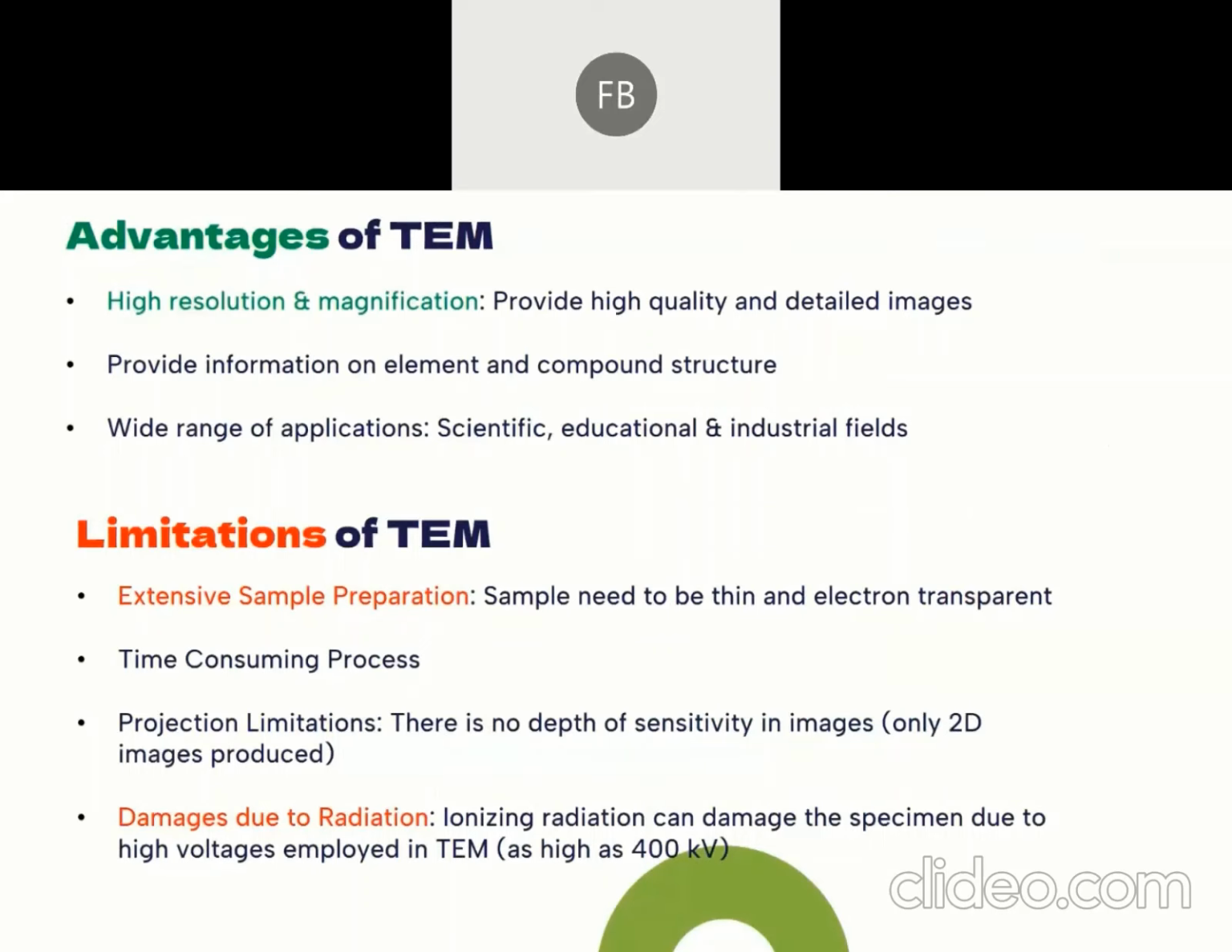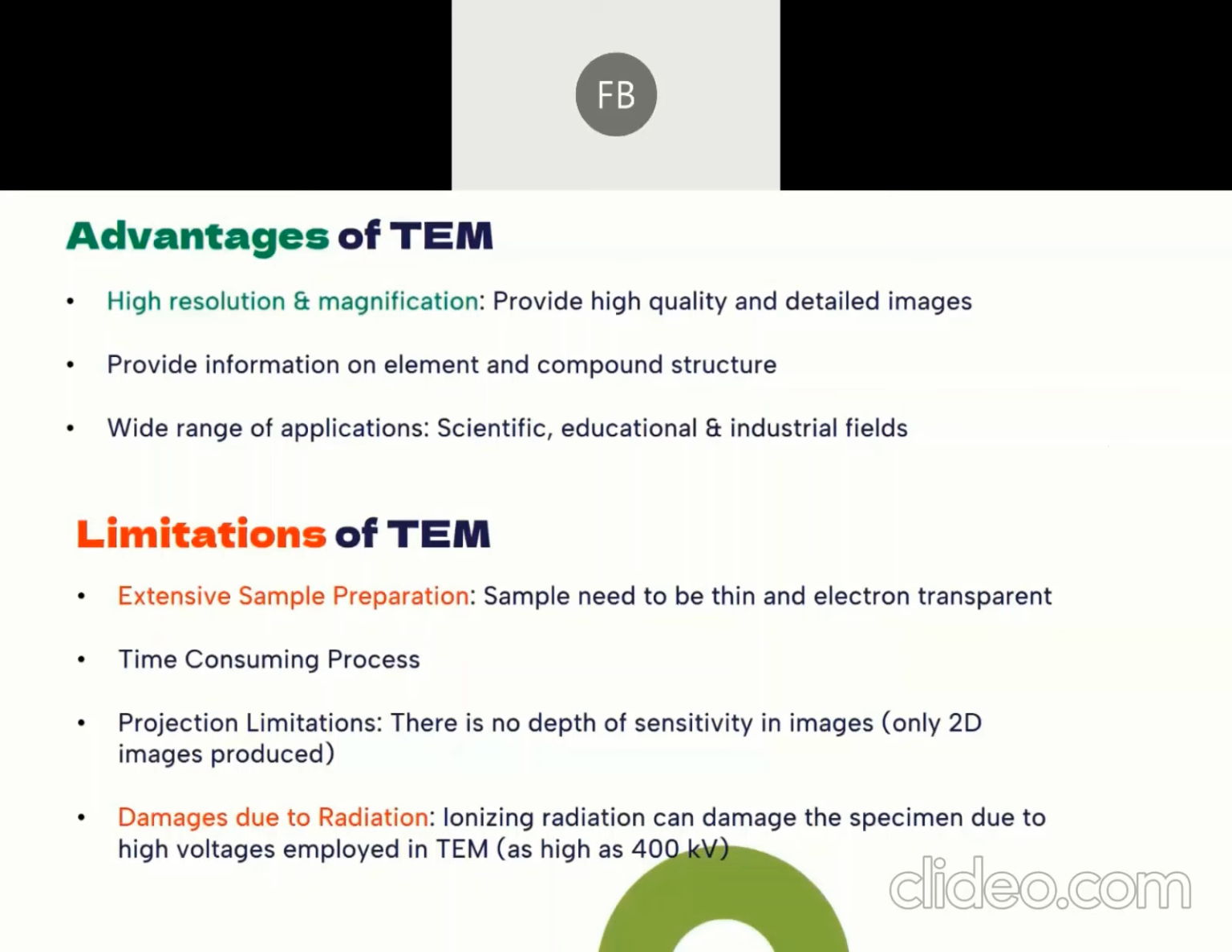So now we know the working principle of the transmission electron microscope. The advantages of TEM: first, it provides high resolution and magnification, so we can get high quality and detailed images from using TEM. Second, it provides information on elemental and compound structure. And thirdly, it can be used widely in scientific, educational, and industrial fields.